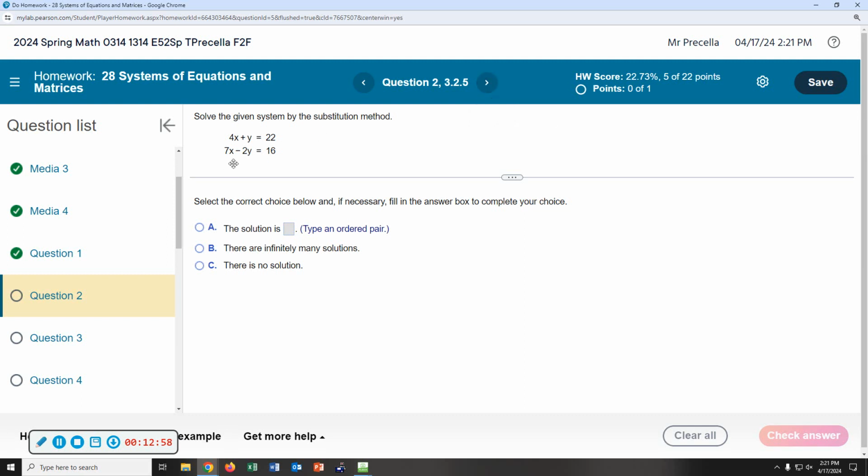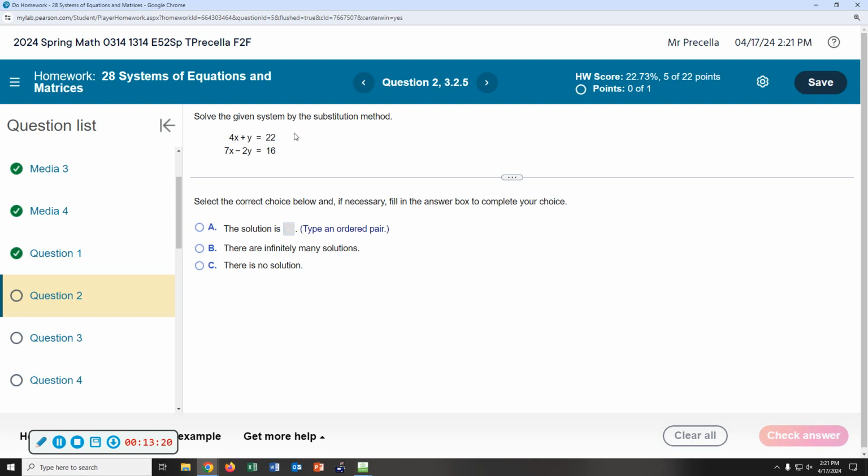I don't think it's tailor-made for substitution because you don't have one of the equations with a variable equals. But you're going to have to modify it. If I were doing this just for my own sake, I'd use elimination. We'll see that in a moment.